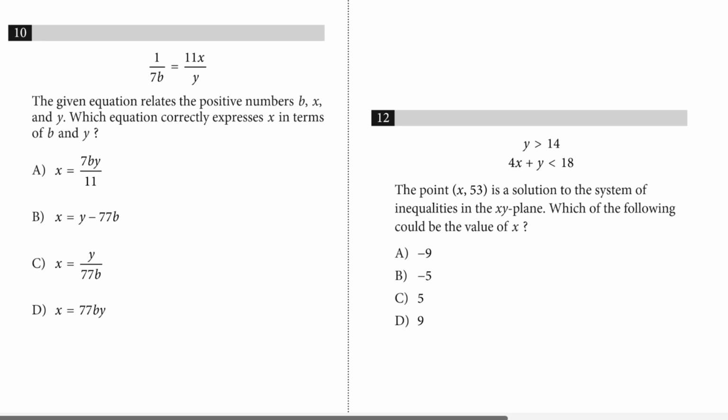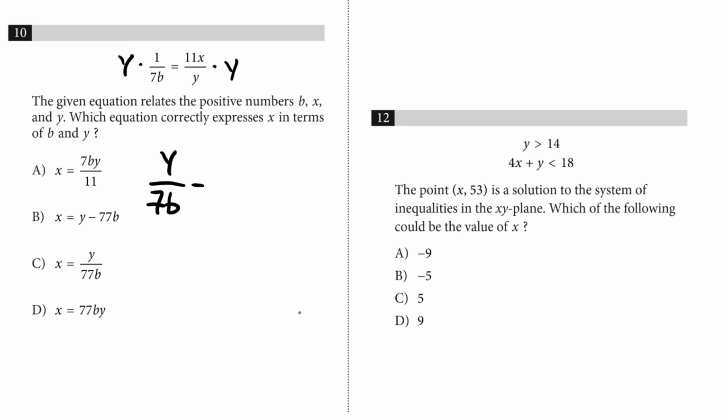Number 10. The given equation relates the positive numbers b, x, and y. Which equation correctly expresses x in terms of b and y? So our objective here is to try to get x by itself. The first step is to multiply by y on each side. This will give us y over 7b equals 11x.